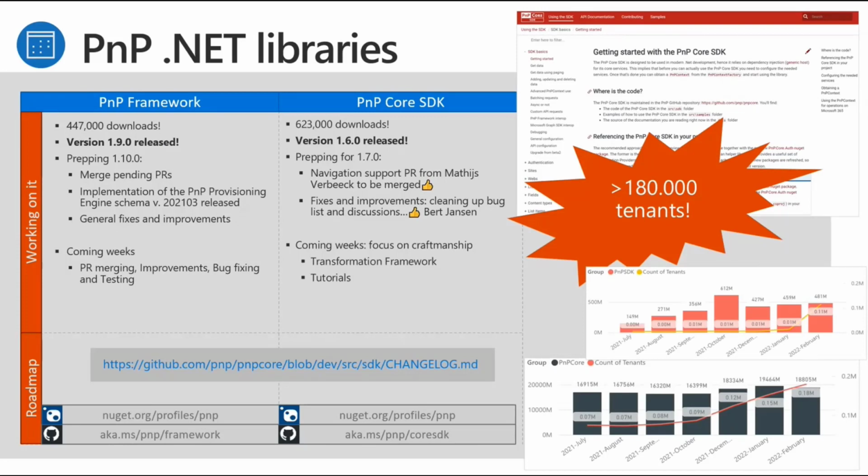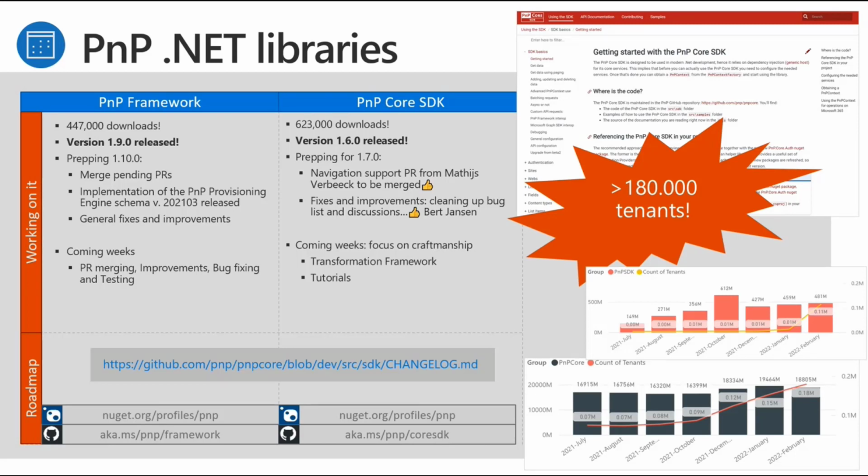And to summarize what happened in the .NET space, we did the releases, which you just talked about. Upcoming work for PnP Framework is the usual thing, mainly focusing on PRs and small changes that come from the community. On the Core SDK side, there is a PR that will bring navigation support to PnP Core SDK from Matthijs Verbeek, which I still have to process, but that will be done pretty soon.